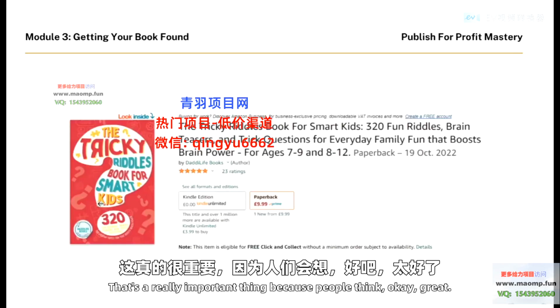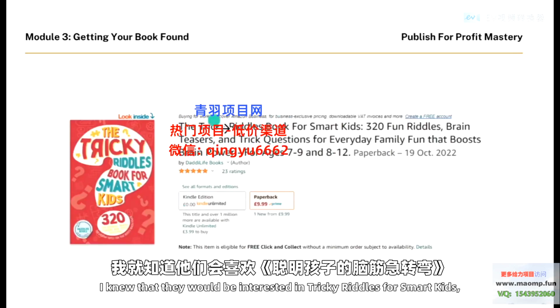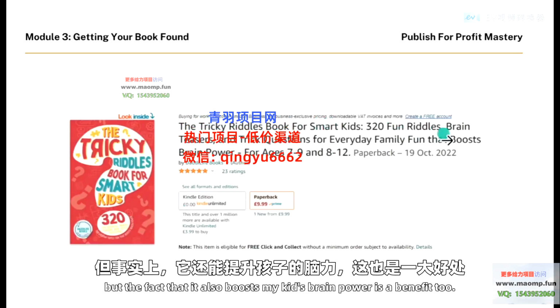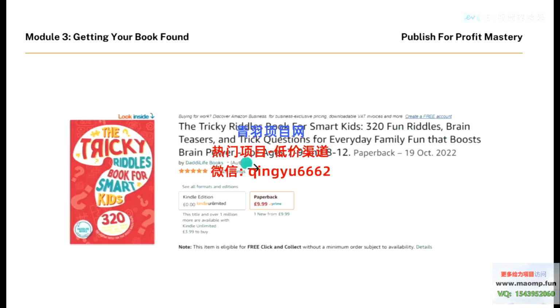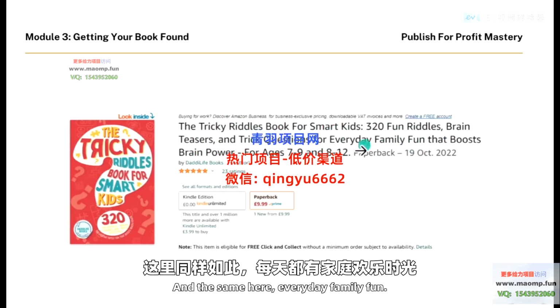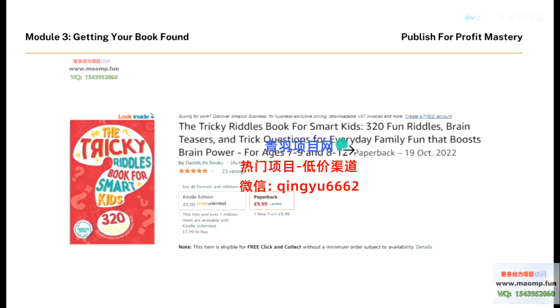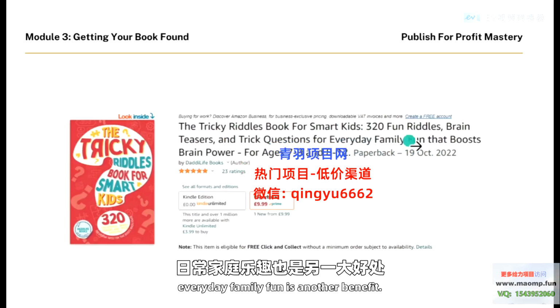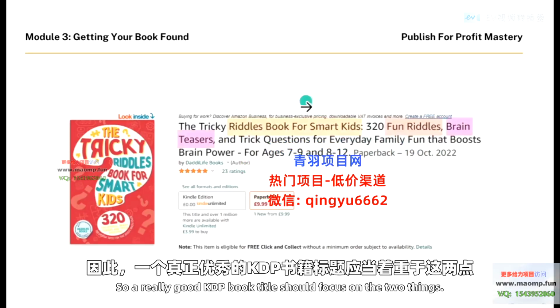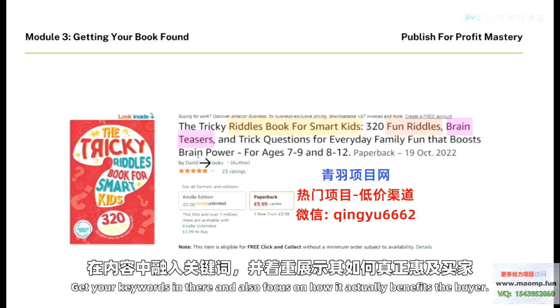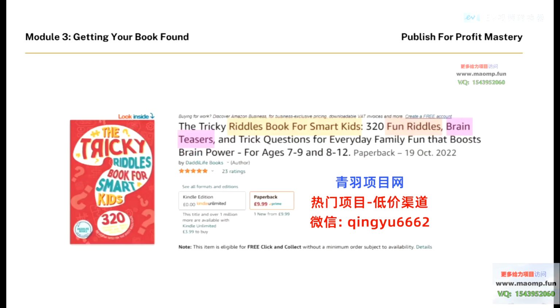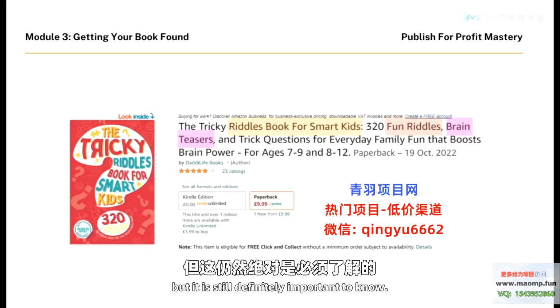That's a really important thing, because people think, okay, great, I knew that they would be interested in tricky riddles for smart kids, but the fact that it also boosts my kid's brain power is a benefit too. You're selling the benefit of buying the book. And the same here, everyday family fun. If they want something that's going to bring the family together, everyday family fun is another benefit. So a really good KDP book title should focus on 2 things: get your keywords in there, and also focus on how it actually benefits the buyer. So that is how you properly structure your book title. Again, it's not as important as it used to be, but it is still definitely important to know.